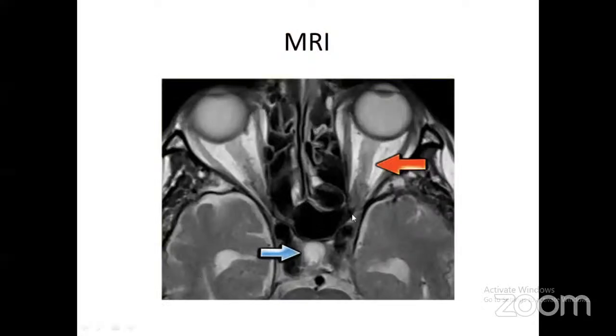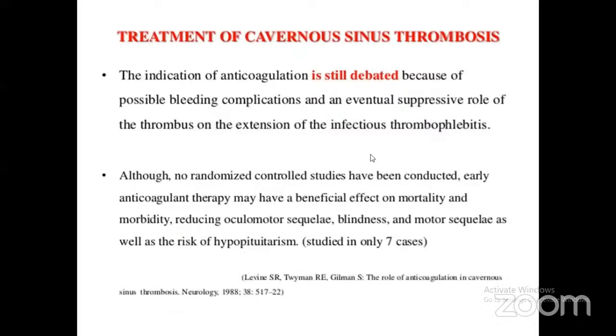So like this, you will see there is engorgement of all these cavernous sinus communications passing along with the optic nerve, superior ophthalmic, inferior ophthalmic, and central vein of the retina. You can notice there. So what is the treatment of cavernous sinus thrombosis? First, we should start with anticoagulation, and we have to take measures so that there will be reduced oculomotor sequelae, blindness, and motor sequelae, and also the risk of hypopituitarism.